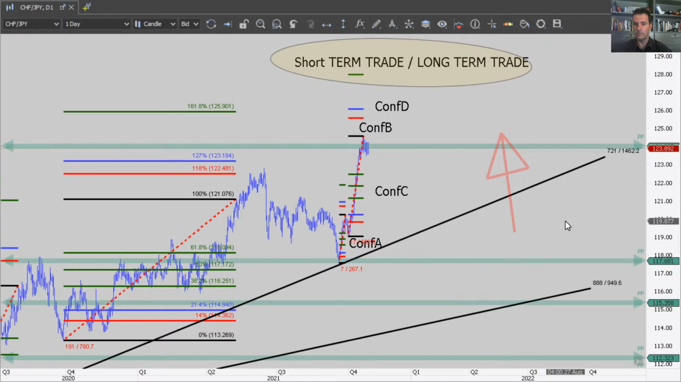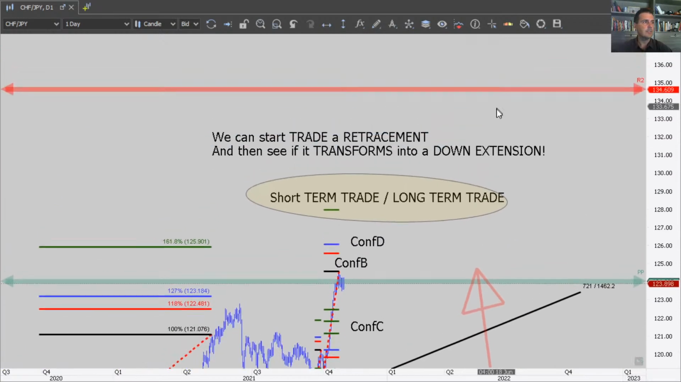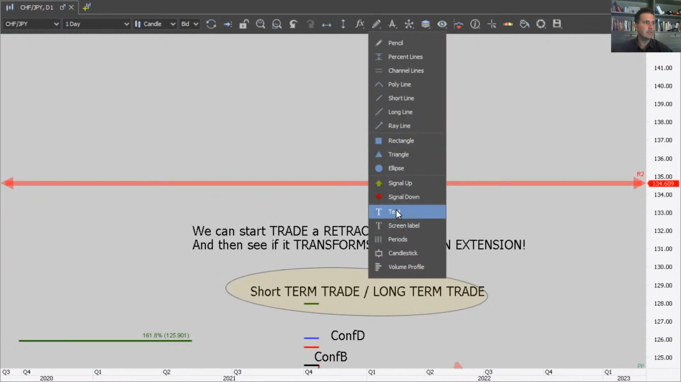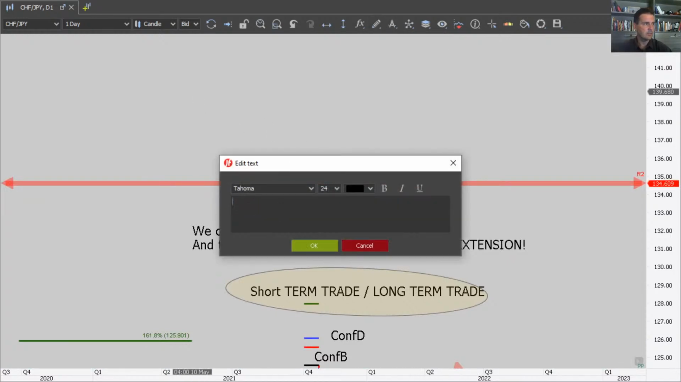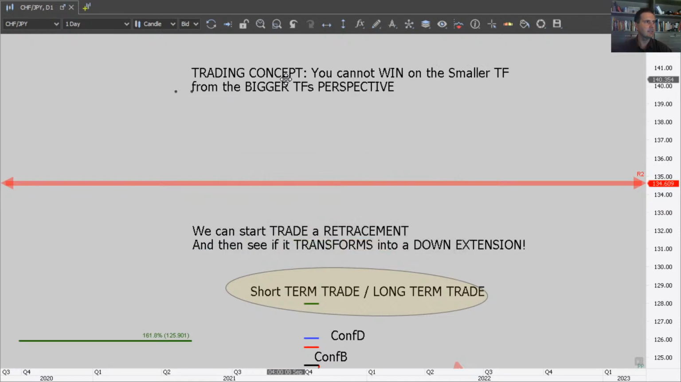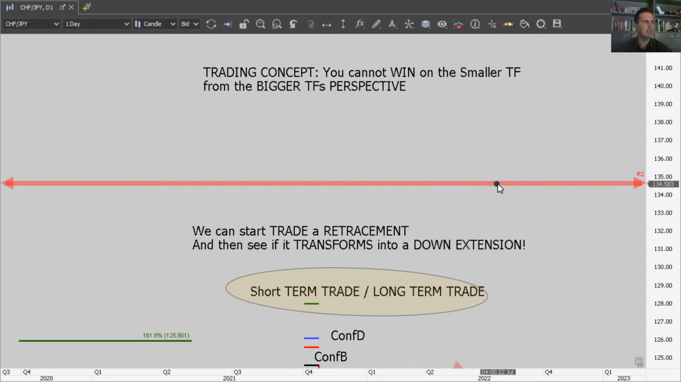So, never, ever forget, everybody. You learn this, I'm going to just repeat. Trading concept: you cannot win on the smaller time frames from the bigger time frames perspective. Let me explain what I mean, everybody.